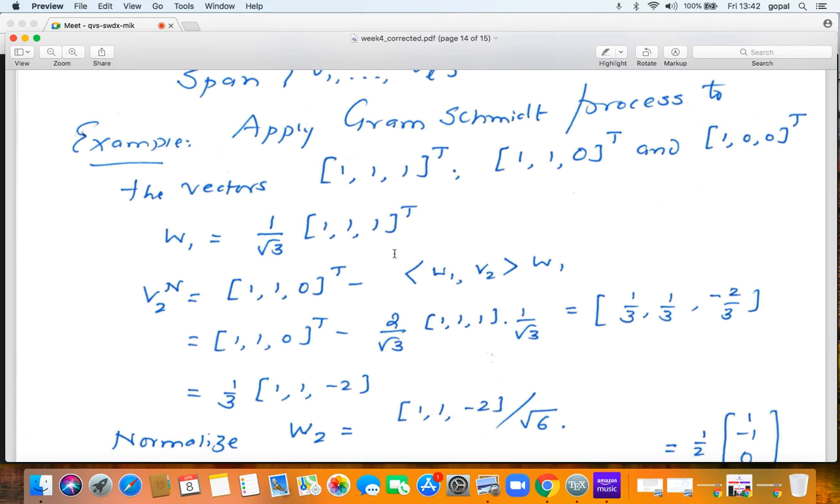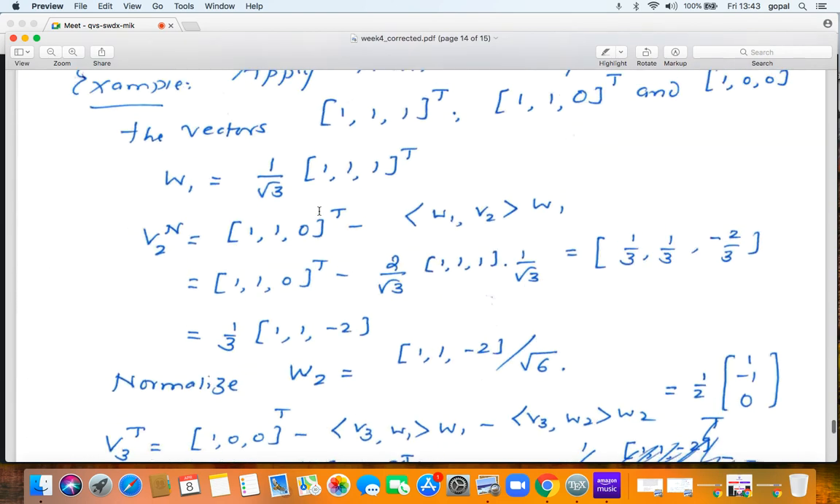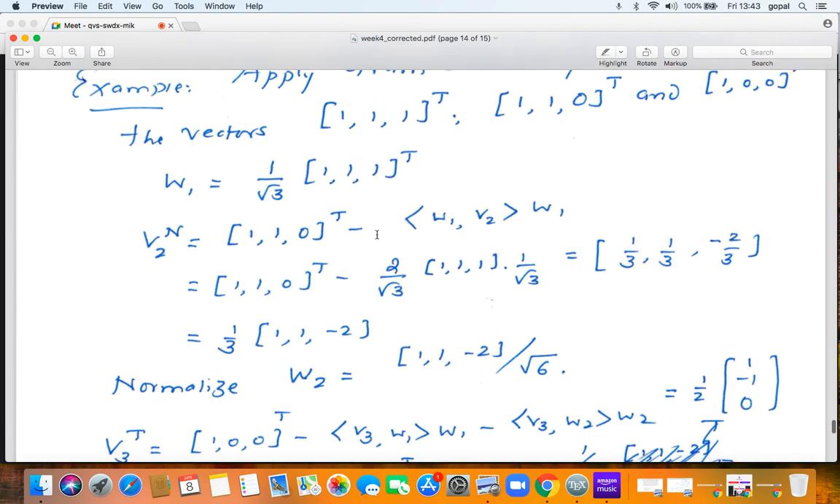Now, how do I proceed? What is the next vector V2? The column (1, 1, 0). From this V2, you must subtract the component in the direction of W1, right? So from V2 you subtract the dot product of V2 and W1 times W1. So (1, 1, 0) transpose, that's V2 itself, and now I have to calculate the dot product of W1 and V2. V2 is (1, 1, 0) transpose, and (1, 1, 1) transpose is W1 with the 1 upon root 3 factor thrown in.